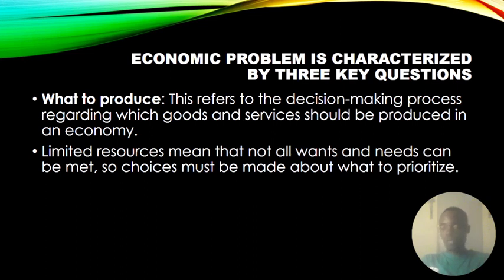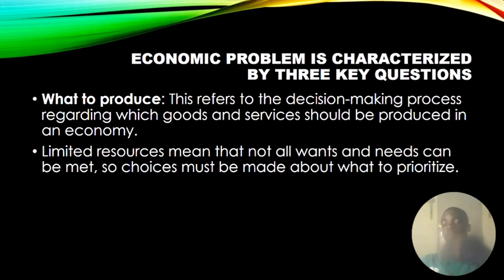Let's look at what to produce. This refers to the decision-making process regarding which goods and services should be produced in an economy. So we're looking at what we can produce as an economy. If you're going to be producing wheat or maize, you have to make a decision regarding the goods and services that you are going to produce in the economy. Because limited resources mean that not all needs and wants can be met, choices must be made about what to prioritize.